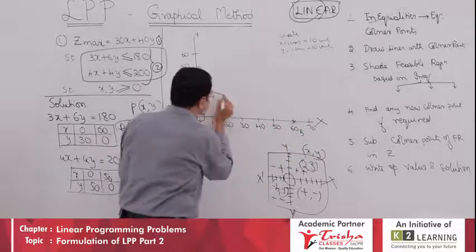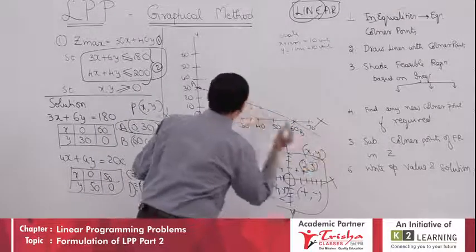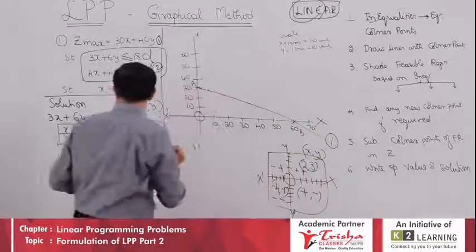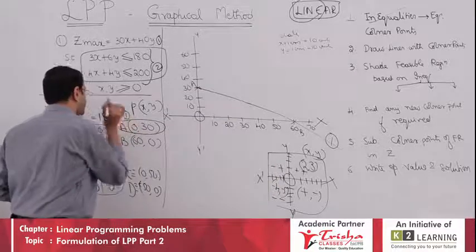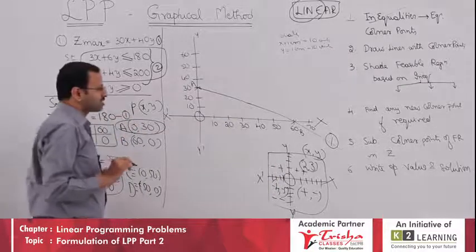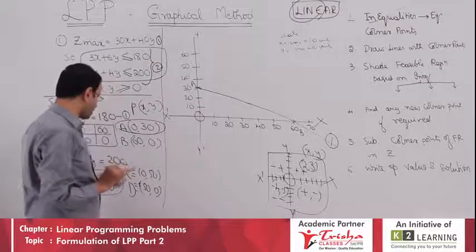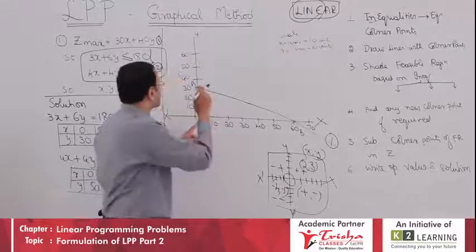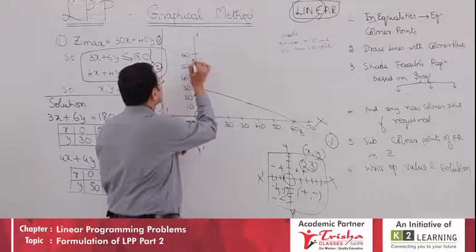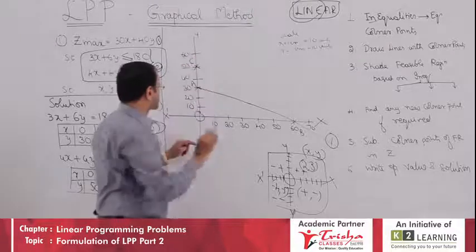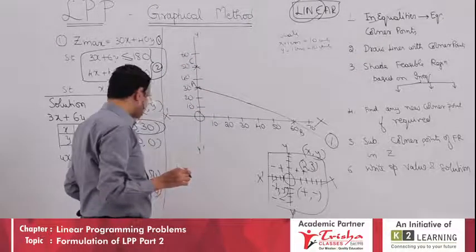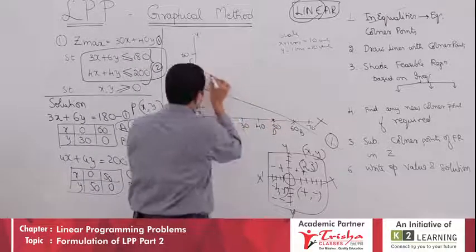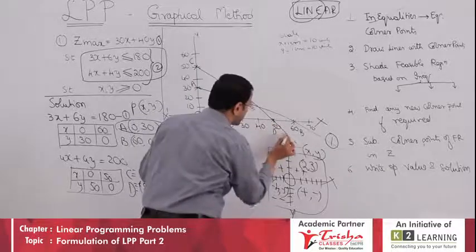Now we will draw these points and call this line as line 1. Line 1 represents 3x plus 6y equals 180. Now we will take the second one. What is the second one? x is 0, y is 50. x is 0, ignore it, y-axis 50. I will take this as point C. Next, D is 50, 0: x is 50, y is 0. This is point D. Shall we join these two? Yes, this is line 2.